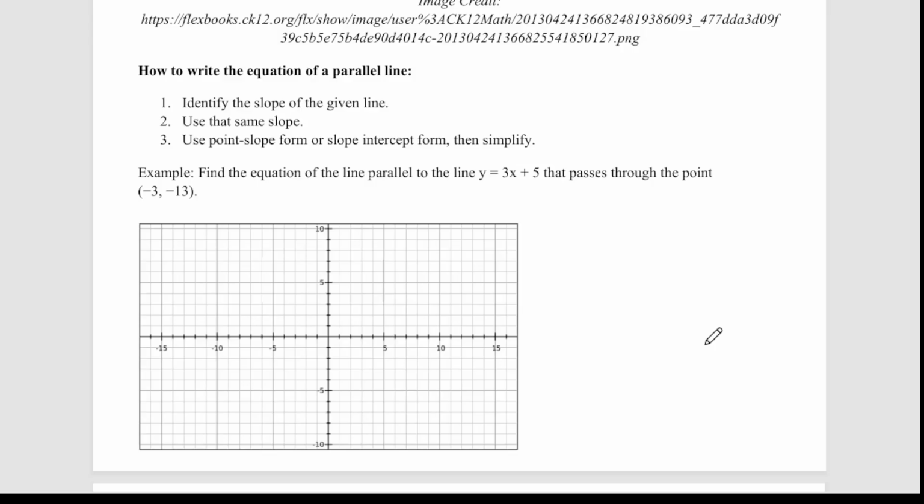Well, you want to identify the slope of the line in question that you're wanting to be parallel to. You're going to use the exact same slope, and then you want to either write it in point slope form or slope intercept form, and then maybe simplify accordingly according to what you want. Usually point slope form is actually going to be easier to use.